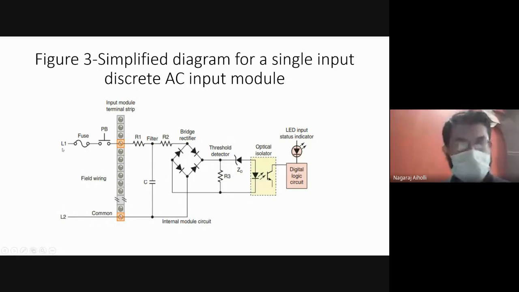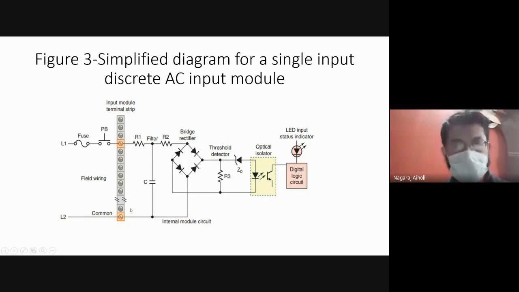Now if we consider the negative half cycle, L1 is negative, L2 is positive. Polarity is changed. First L1 was positive, L2 was negative. Next time L1 is negative, L2 is positive. So when L1 is negative, negative to negative, this diode is forward biased. And here also negative to negative, so this diode is forward biased. The other 2 diodes are reverse biased, correct?